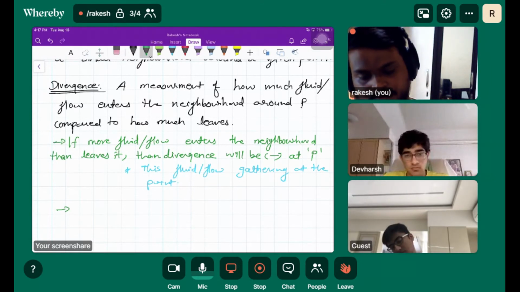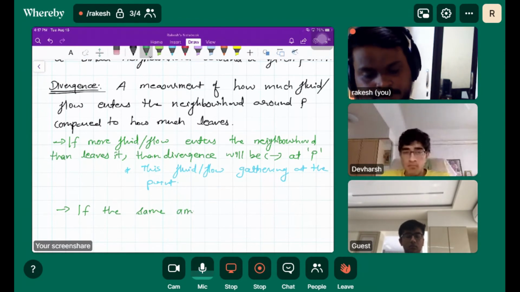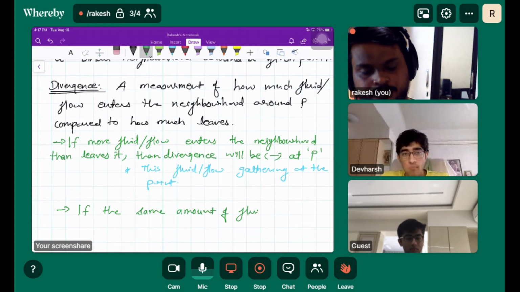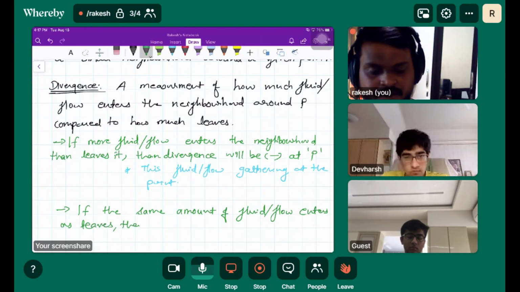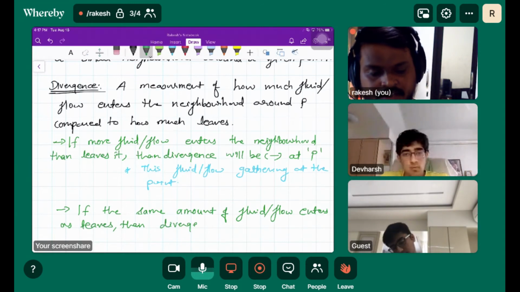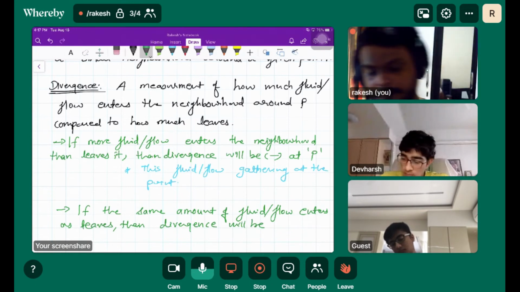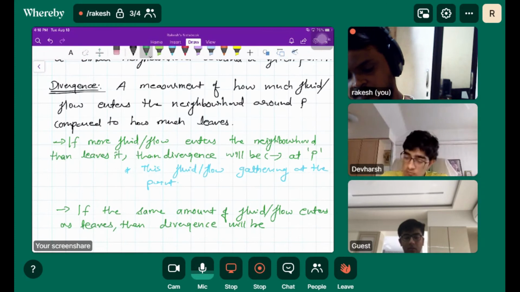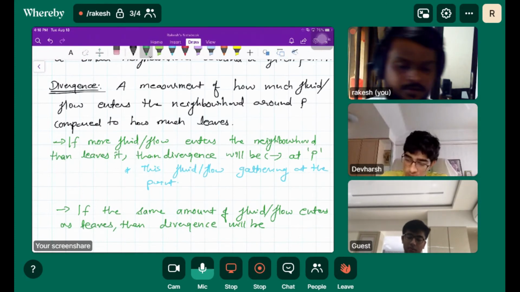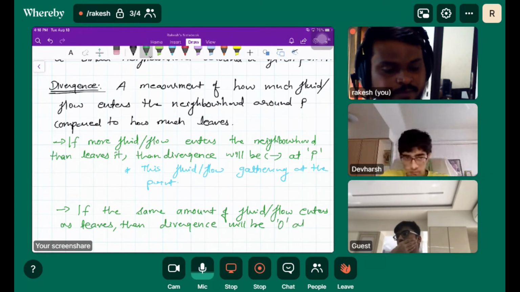Now, if the same amount of fluid or flow enters as leaves, then the divergence will be what? Zero. Then the divergence will be zero at P.